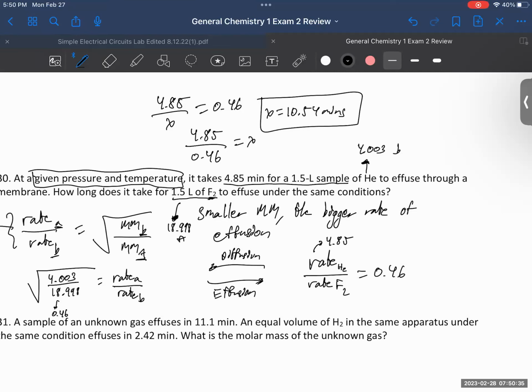This makes sense, right? Because it would take more time for the fluorine to effuse through the membrane than it did for the helium. So in this case, it might be confusing, but what I did was I just set rate equal to time. Rate and time, they don't mean the same thing, but for this instance, time and rate mean the same thing. So when it says rate A over rate B, it's like time A over time B. That makes sense, deal?